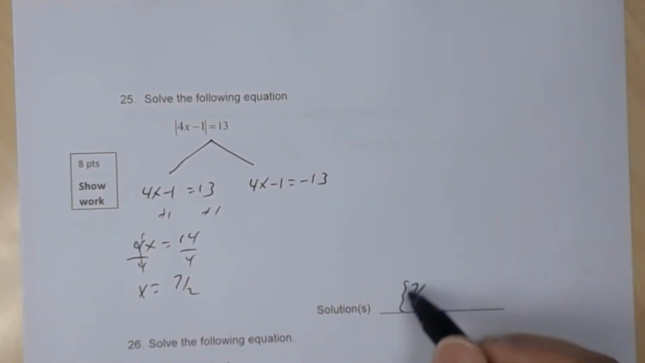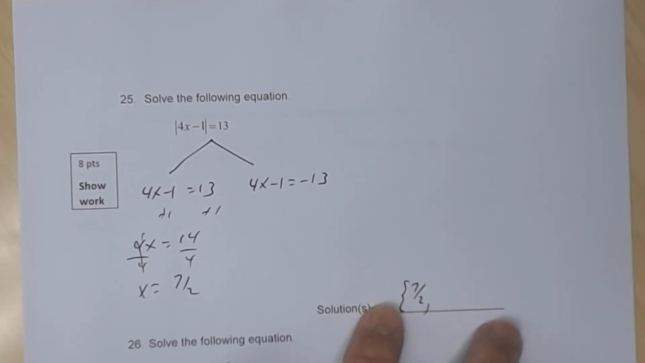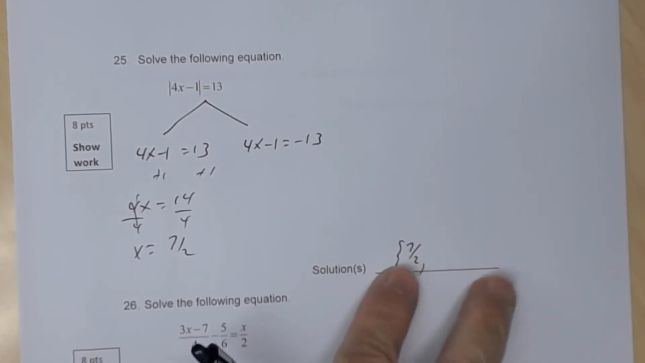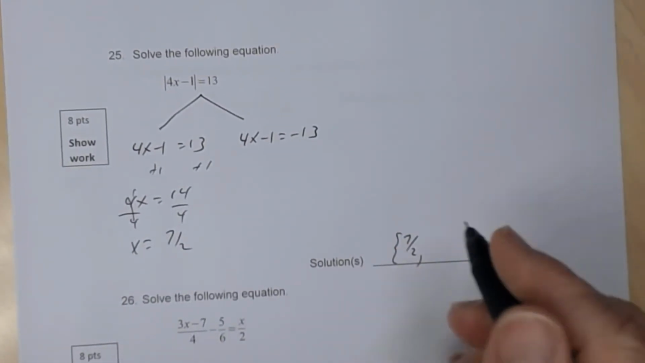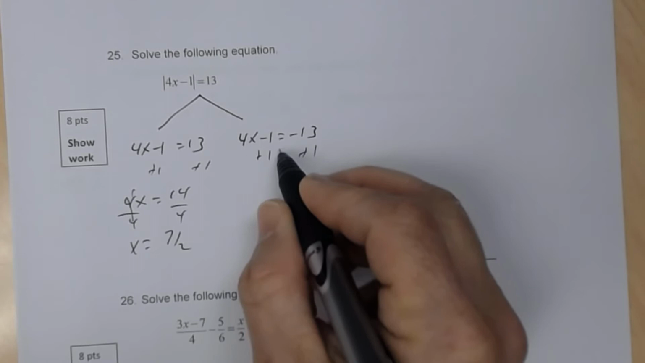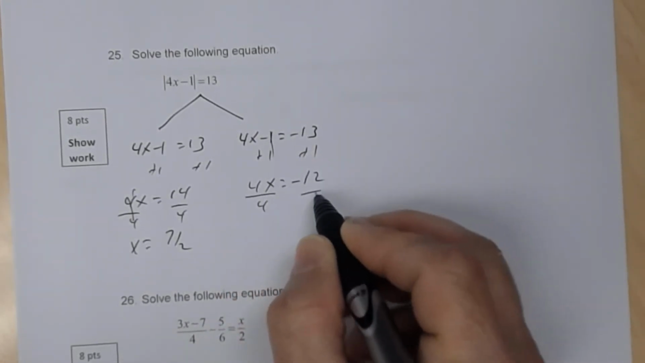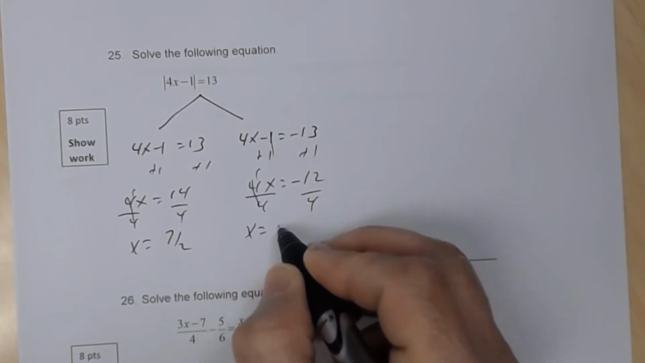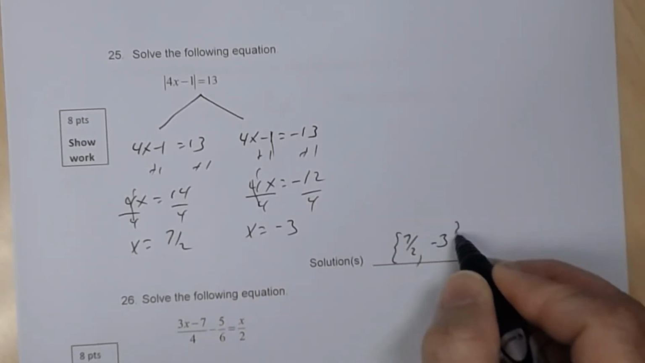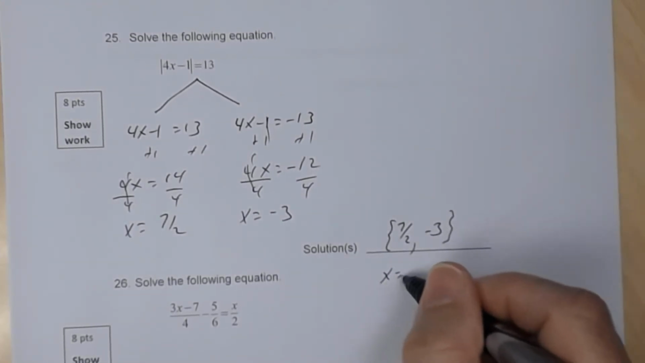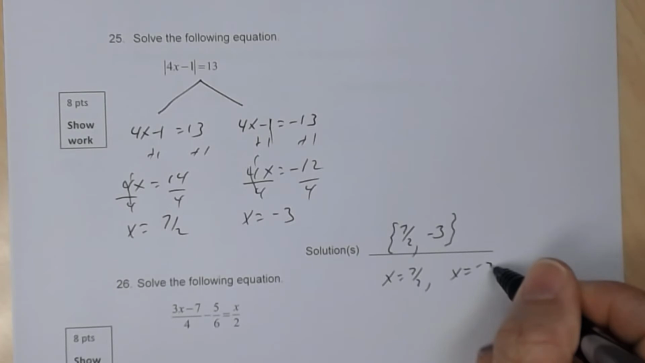Now don't put parentheses here. If you're going to use a notation, you can use a brace, because that represents a set. So my solution set will be in set notation. So brace 7/2, and over here add 1 to both sides. I get 4x equals -12. Divide both sides by 4, and then reduce. I get x to be -3. So my solution is the set 7/2 and -3. You could also say x equals 7/2, comma, x equals -3. Does not matter.